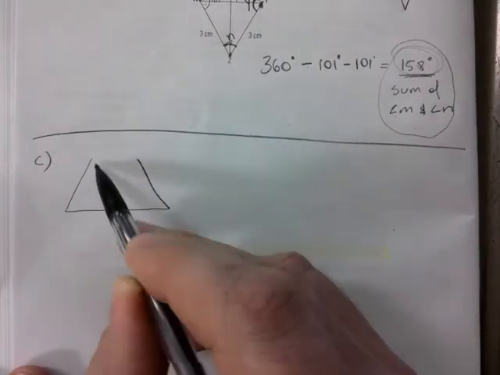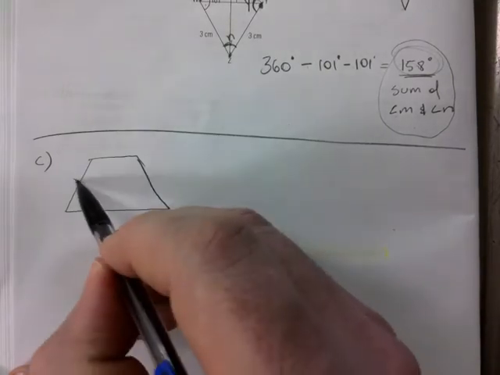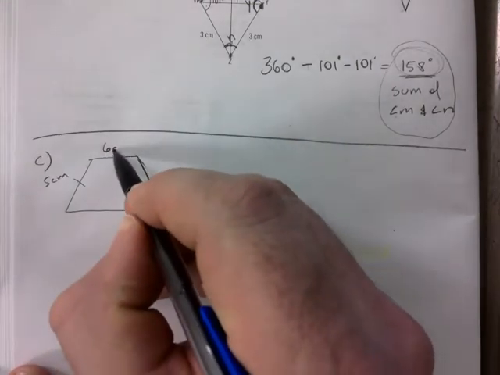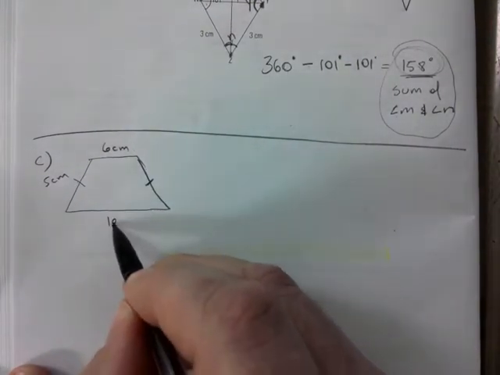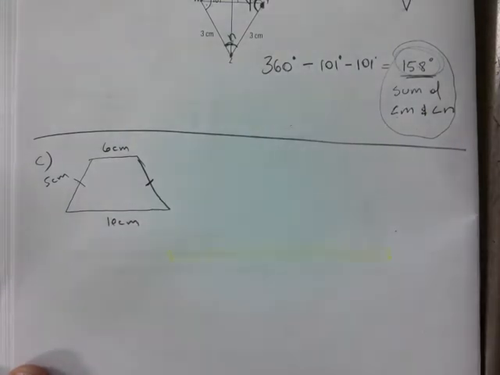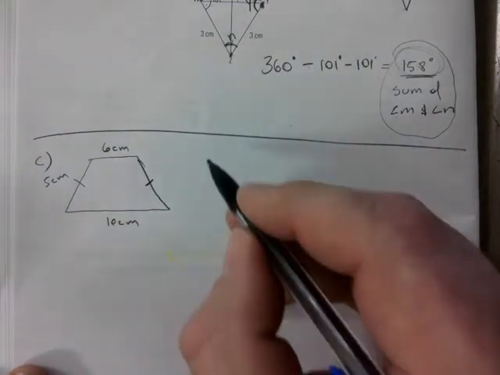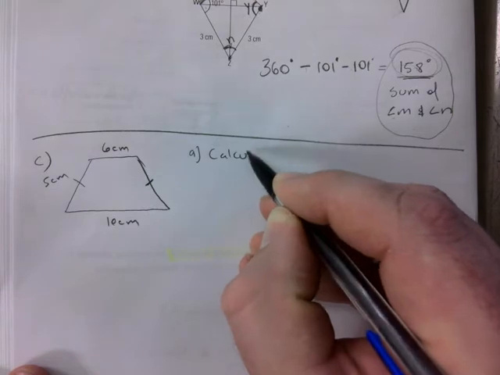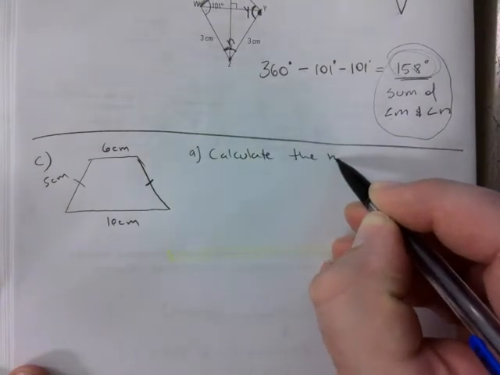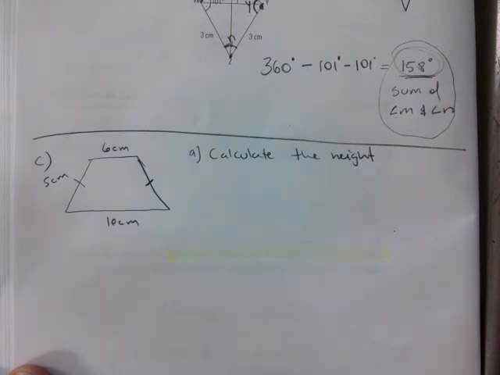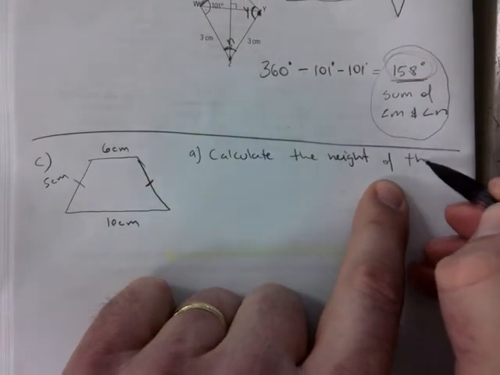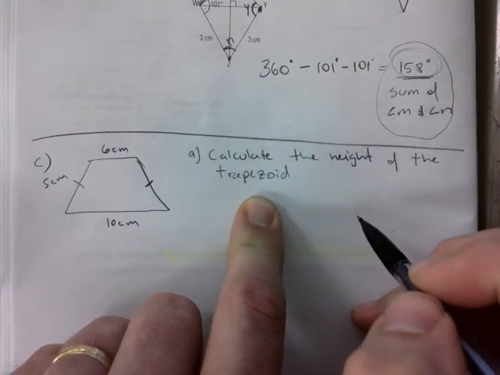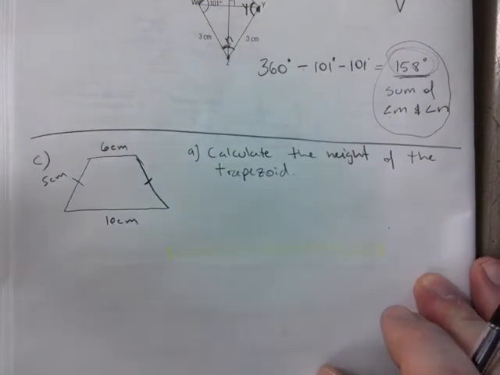It's an isosceles trapezoid. This is 5 centimeters. It's the same. 6 centimeters for the top, 10 centimeters for the bottom. And I'm going to do this. A, calculate the height. Calculate the height of the trapezoid. That's going to be our first step here.